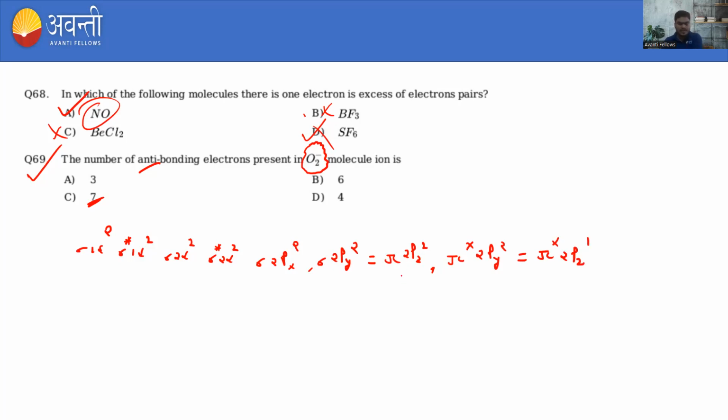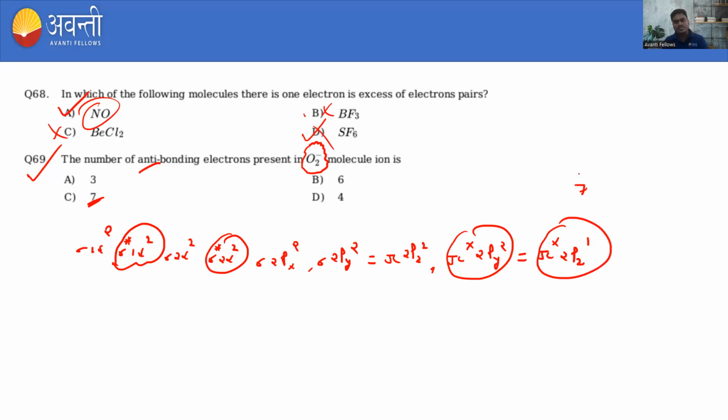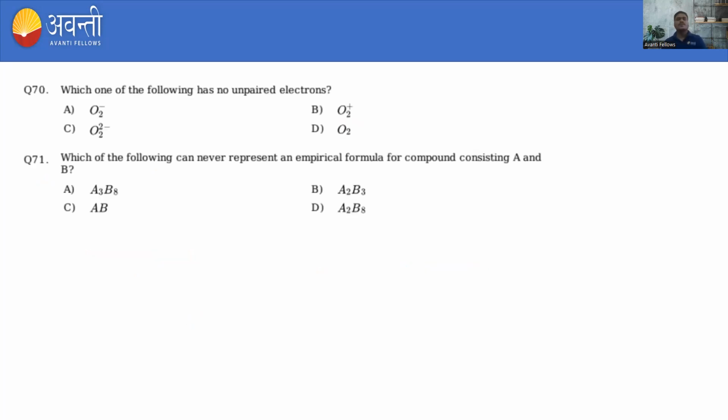Hence the number of anti-bonding electrons. So here 2, 2, 4, 4 and 2, 4, 2, 6 and 1, 7. So in total we have 7 electrons. So in this question, you have to calculate the number of anti-bonding electrons present in the O2 negative molecule ion, and the answer is 7. Now, move to the next question.